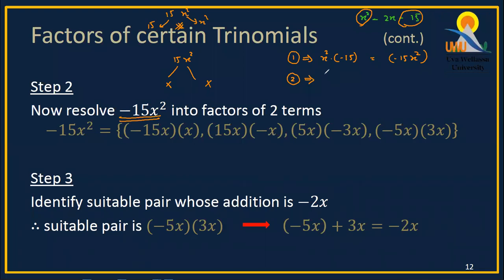Therefore, we need to factorize the quantity that we have obtained as minus 15 x squared. Once you factorize this, the possible pairs that we can have are minus 15x times x, plus 15x times minus x. The next possible pair is 3x times minus 5x, and the next one is minus 3x times plus 5x. Altogether, we can see that there are four pairs that we have identified.